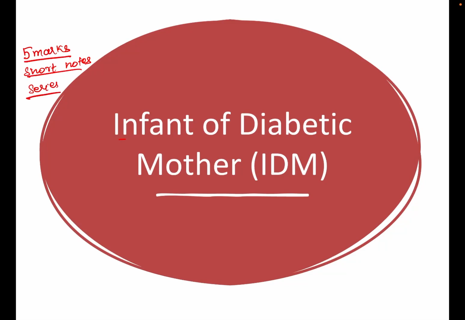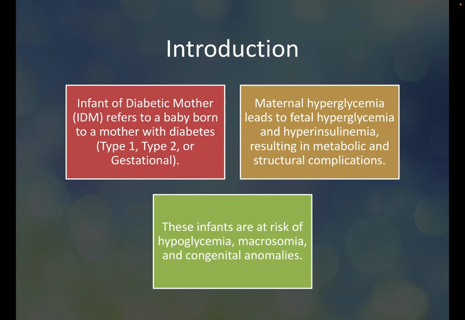In this video, we will discuss infants of diabetic mother. So who do we call infant of diabetic mother? Infant of diabetic mother refers to babies born to a mother with diabetes that could be either type 1, type 2 or gestational. Maternal hyperglycemia leads to fetal hyperglycemia, and in turn, this fetal hyperglycemia leads to hyperinsulinemia, resulting in metabolic and structural complications. These infants are at risk of hypoglycemia, macrosomia, and congenital anomalies at birth.